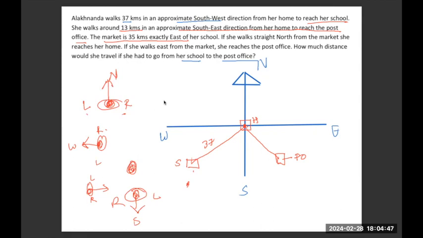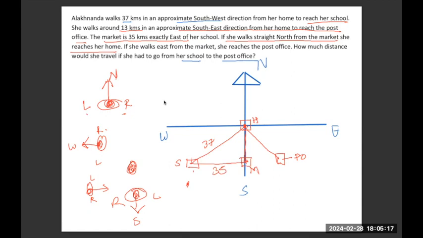They remain constant. So what is given is the market is 35 kilometers exactly east of the school. From the school, it's in the east direction. So from here, this is where the market happens and it is 35 kilometers. I have placed it here because of the next part. If she walks straight north from the market, Alaknanda reaches her home. From the market, if she walks north, she reaches the home. So this relationship is satisfied.